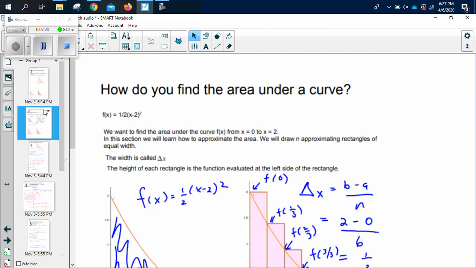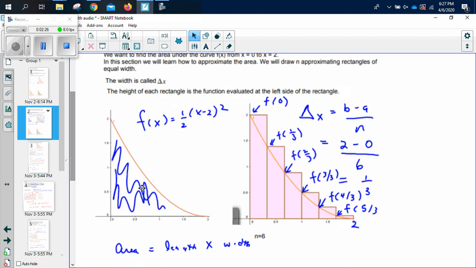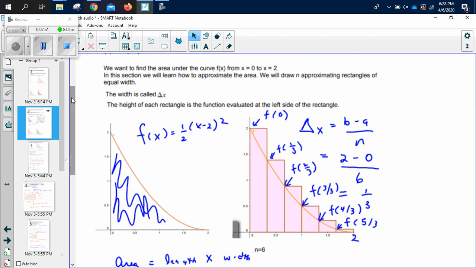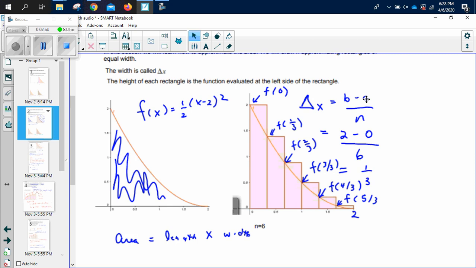So this is just a page where I've drawn some things in. We're looking for this area. This is the function. So the height of each rectangle, like this is f of 0, that would be the height of this rectangle. And so our delta x in this case, I need to figure out what it is. It's always b minus a over n. So our interval was from 0 to 2. So 2 is my b and 0 is my a, and n was given and it was 6. So my delta x is 1/3.